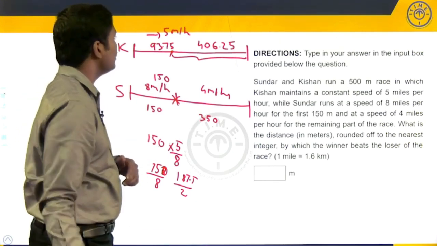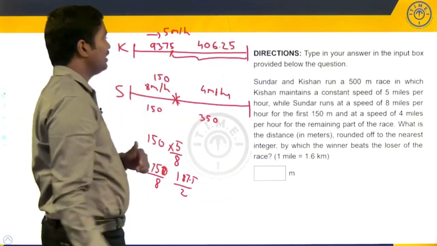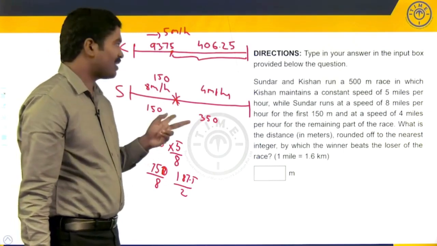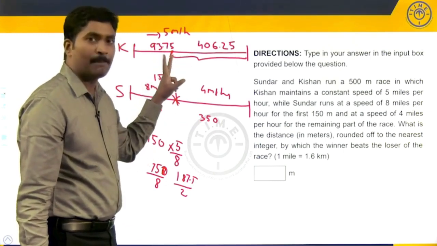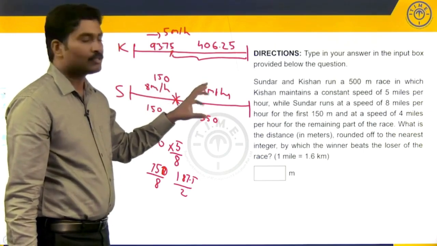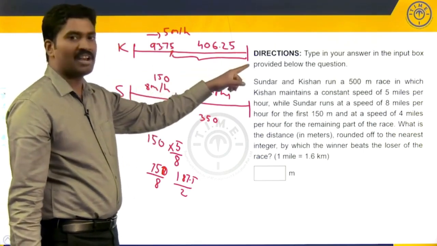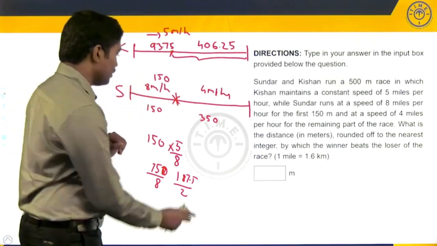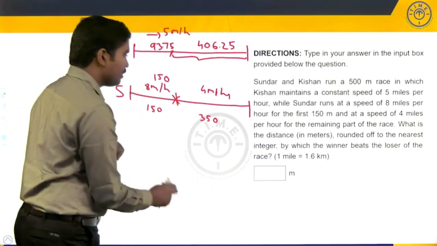So what can we say? Kishan is going to take less time for the remaining journey as compared to Sundar. Quite clearly, the difference in speeds is playing a major role now. The remaining part Kishan will cover in 81 something, while Sundar will take longer. So Kishan is going to be the winner, Sundar is going to be the loser. Having said that, now what's going to happen?